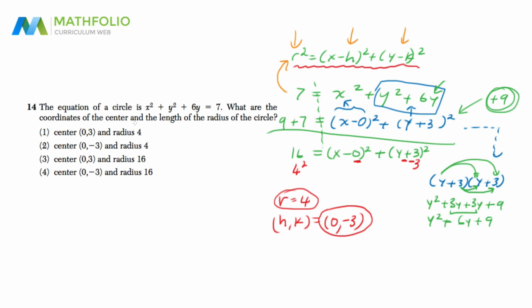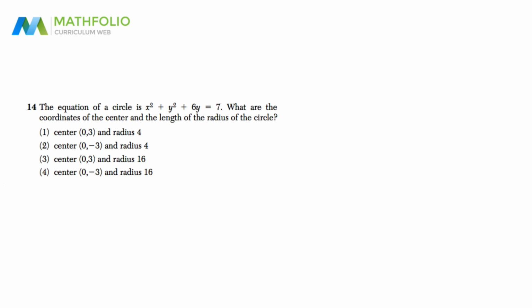So the radius is 4, so I can get rid of this one and this one because they have a radius of 16. And then for the center, (0, negative 3), our answer must be option 2. And so we just showed how to solve this problem by making the equation they gave us look like the generic equation of a circle. That was question 14.